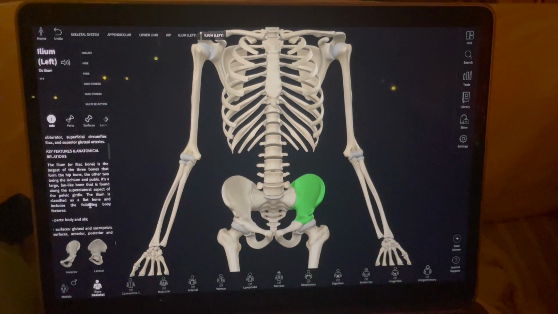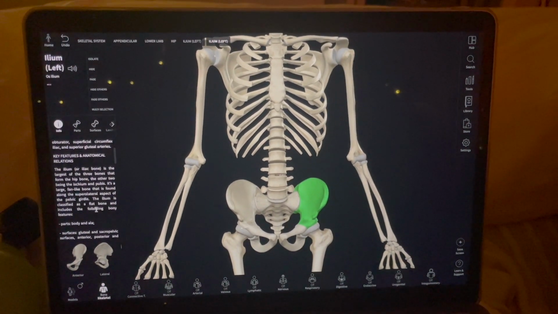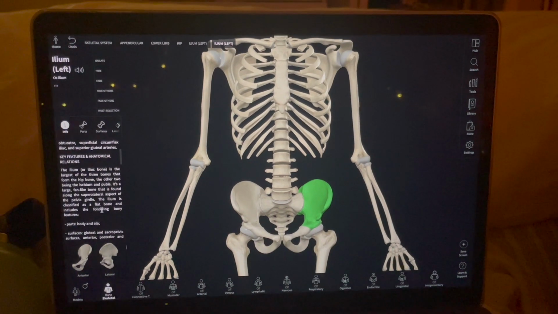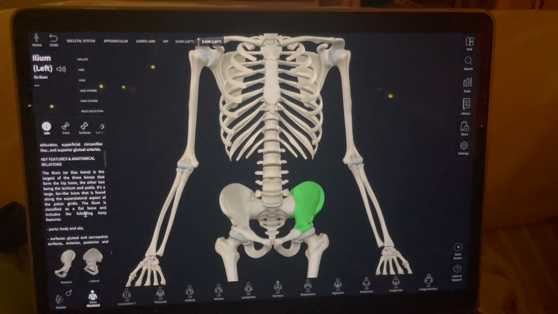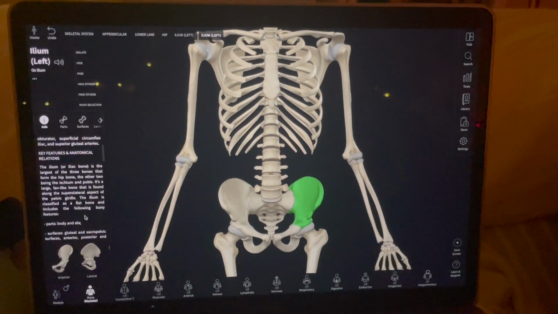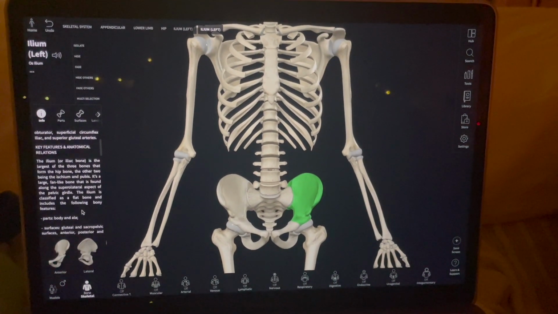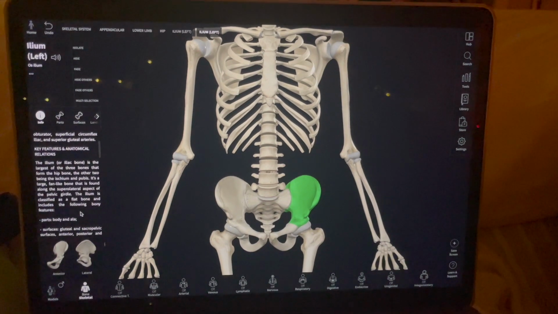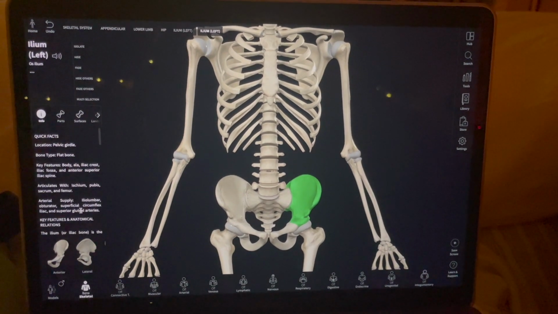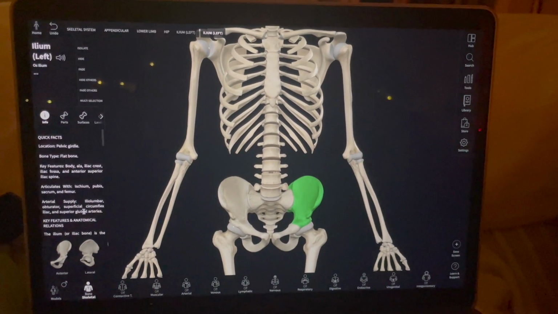Alright, so I'm going to be talking about the hip and leg bones. The first bone of the hip is the ilium. As you can see, it's highlighted here. There's a left and right, and it's one of three, the other being the ischium and the pubis. It articulates with the ischium, the pubis, the sacrum, and the femur.